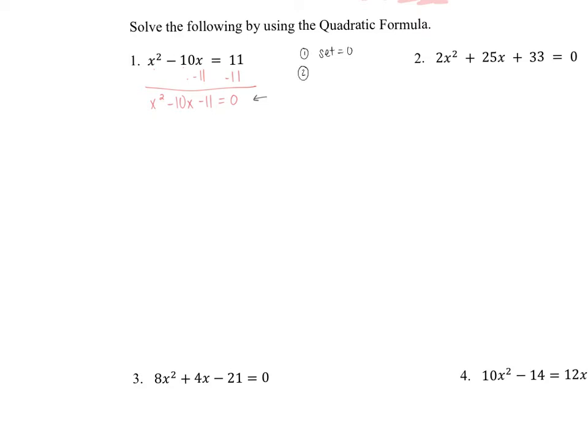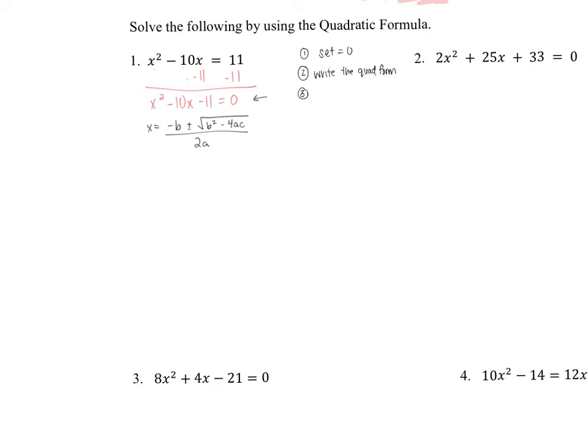Step 2, now that we're there, we can write down the quad formula. And I want you to write down the quad formula every single time we do a problem. So x equals negative b plus or minus the square root of b squared minus 4ac all over 2a. So we're writing down that quad formula every single time.